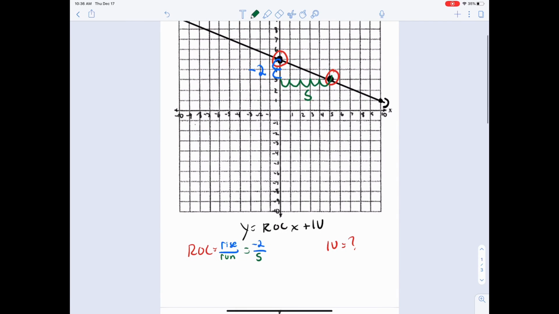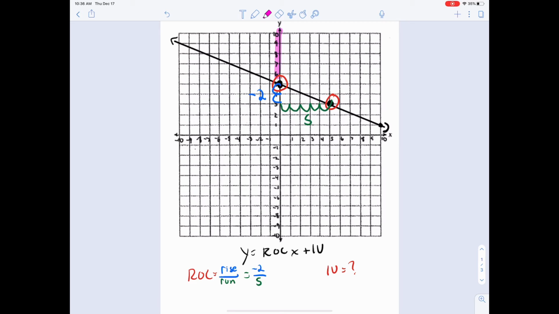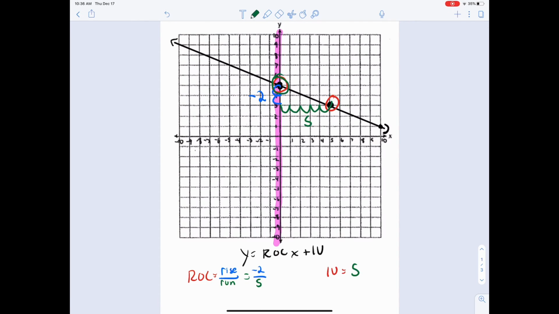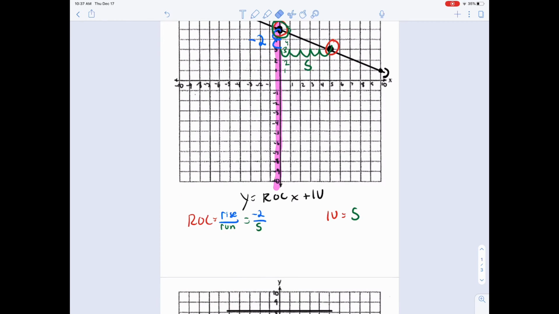And then our initial value, we find that in the graph by looking where it crosses the y-axis. Where it crosses the y-axis is at 5. Right here. That's number 5. 1, 2, 3, 4, 5. And then our equation will simply be those numbers plugged into our formula. So y equals negative 2 over 5x plus 5.